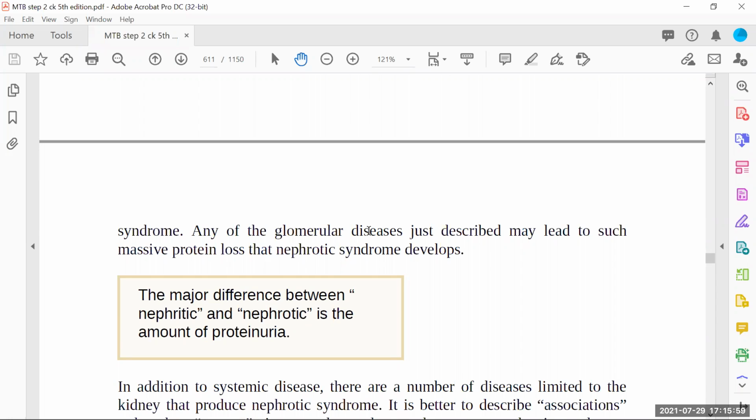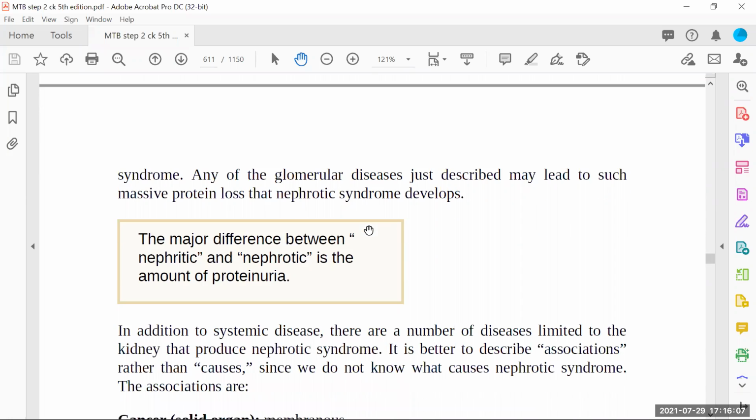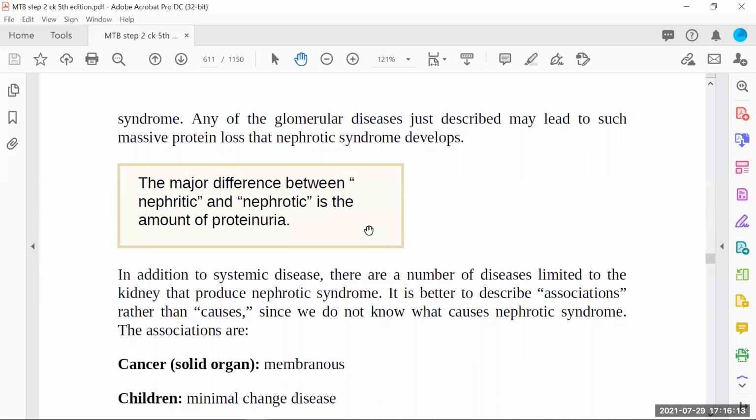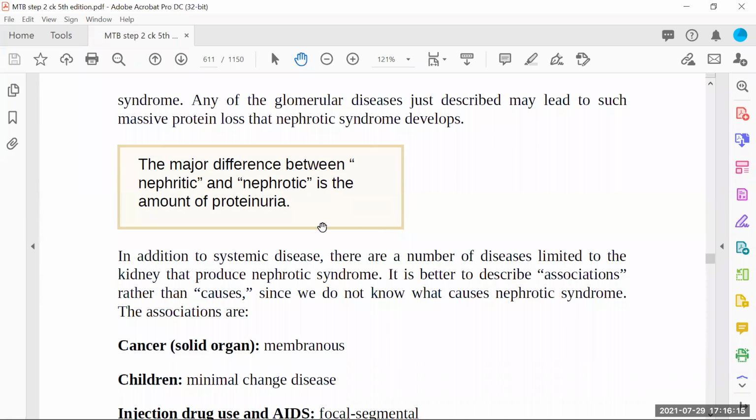When the word says massive protein loss, think about nephrotic syndrome. In nephritis, we will not see that much amount of proteinuria. Nephritic is just like inflammation of the nephrons, nephritis. Now, in addition to systemic diseases, there are a number of diseases limited to the kidney that produce nephrotic syndrome.